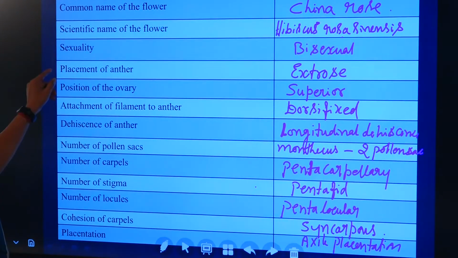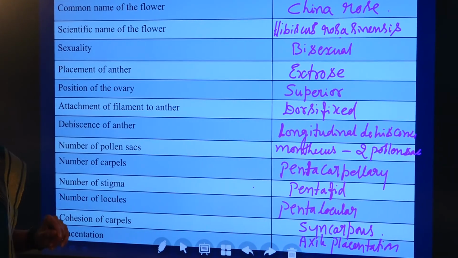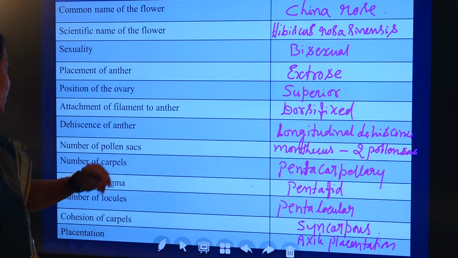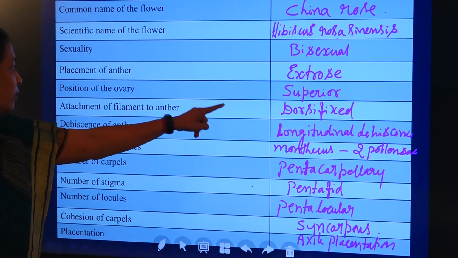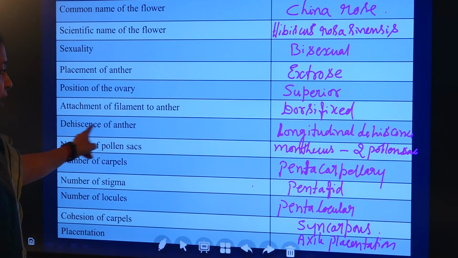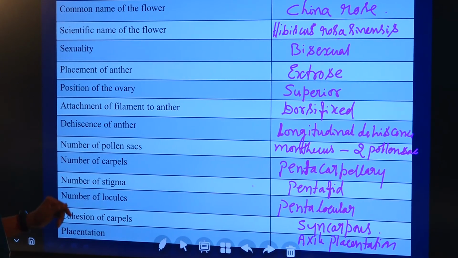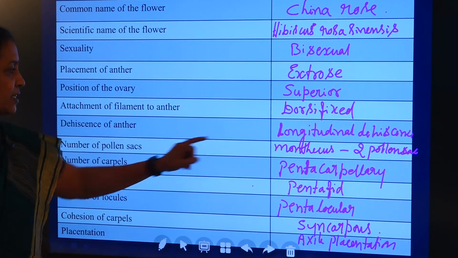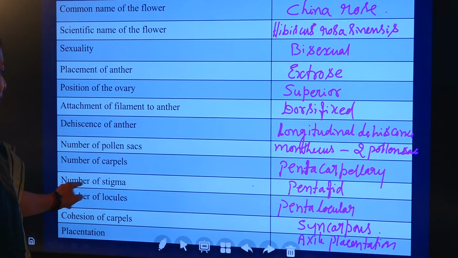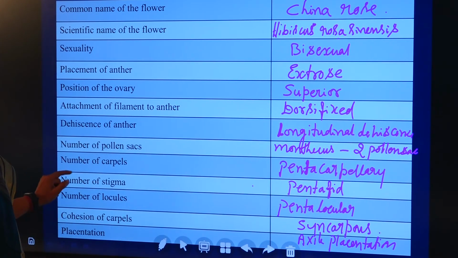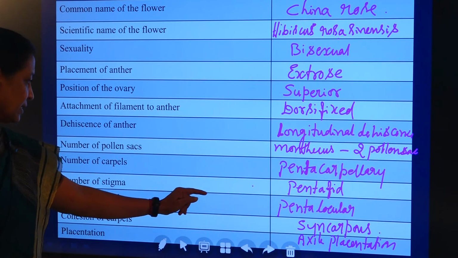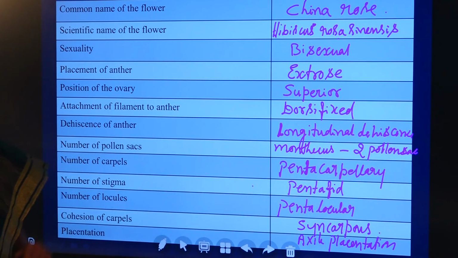Sexuality bisexual. Placement of anther is always extrorse. Position of the ovary is superior. Attachment of filament to the anther is dorsifixed. Dehiscence is longitudinal. Number of pollen sacs, there are 2 pollen sacs as in case of the monothecous condition. Number of carpels, it is pentacarpellary. Number of stigma, it is pentafid. Number of locules, it is pentalocular. Cohesion of carpels, that is syncarpous. The placentation is always an axile placentation.